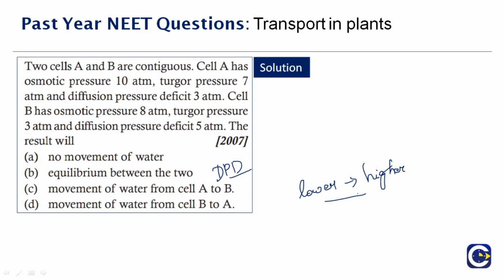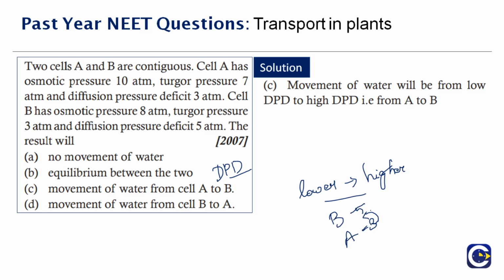DPD of A is 3 while the DPD of B is 5. It is moving from lower to higher concentration. So, as I said, B here is 5 while A is only 3. Therefore, it is 3 to 5. Therefore, the correct answer is option C, movement of water from cell A to B. Okay, now you can understand. Don't look at the osmotic pressure here. Look at the DPD. Just don't blindly look at the osmotic pressure, because the osmotic pressure of A is higher than B. You should look at the DPD and answer.